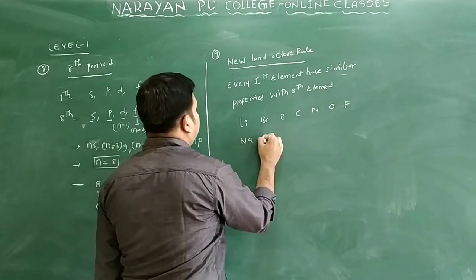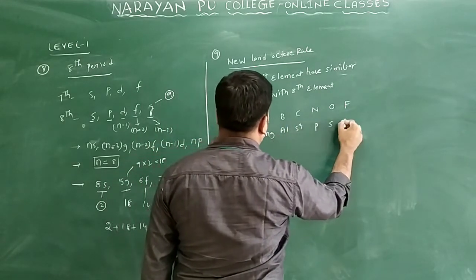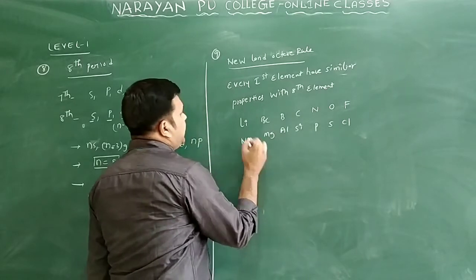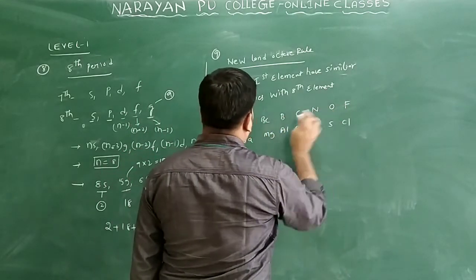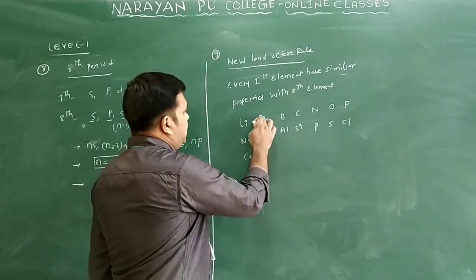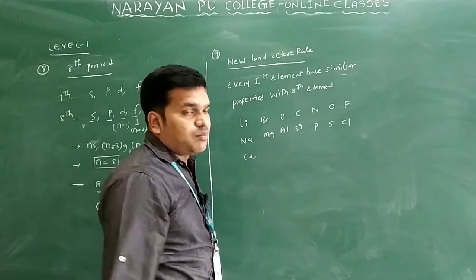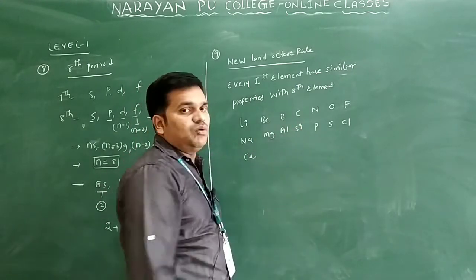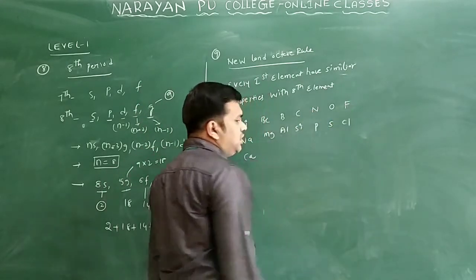Sodium, magnesium, aluminum, silicon, phosphorus, sulfur, chlorine, and calcium. If you see 1, 2, 3, 4, 5, 6, 7 and 8, lithium and sodium, the first and eighth elements, have similar properties, like beryllium and magnesium, like boron and aluminum, carbon and silicon, like nitrogen and phosphorus, oxygen, fluorine, and fluorine and chlorine only.